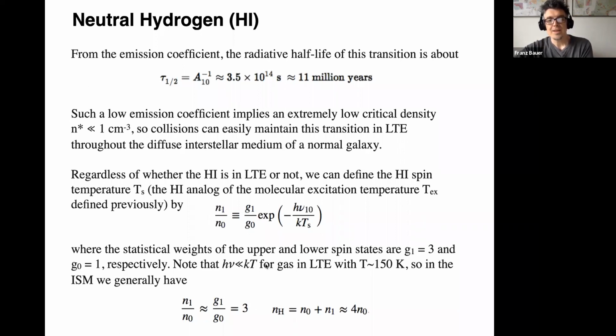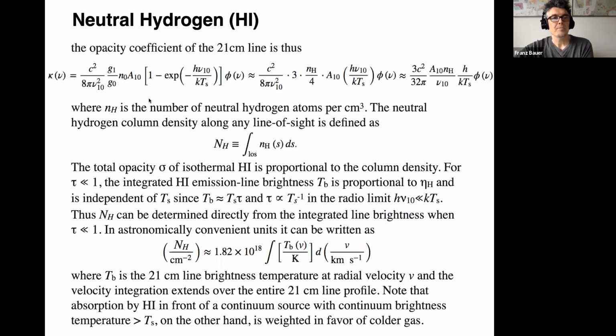And so if we have this situation where the frequency is less than the kinetic temperature, typically this means that you can have a temperature up to about 150, which is not too bad. So cool gas, you can do pretty well. And so this works. And then the total hydrogen is the combination of these two. And so it's just 4 times the ground state. We can estimate the opacity here.